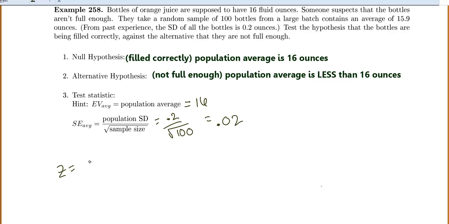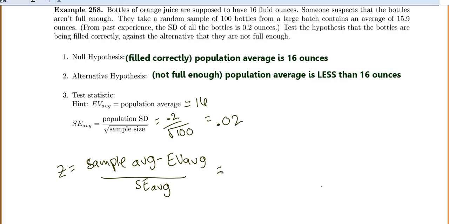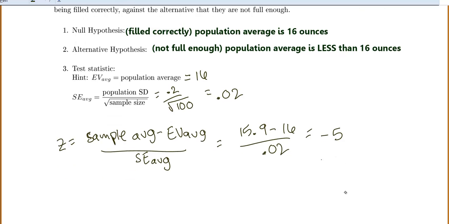Now let's find our test statistics. So Z equals my sample average minus the expected value for my average, divided by the standard error for my average. So my sample average was 15.9. The expected value was 16. The standard error is 0.02. So this is going to give me -5. So we're 5 standard errors below our expected value. That's more than 2 standard errors. That means it's surprising to me, and very surprising to me, because 5 standard errors is a long ways.